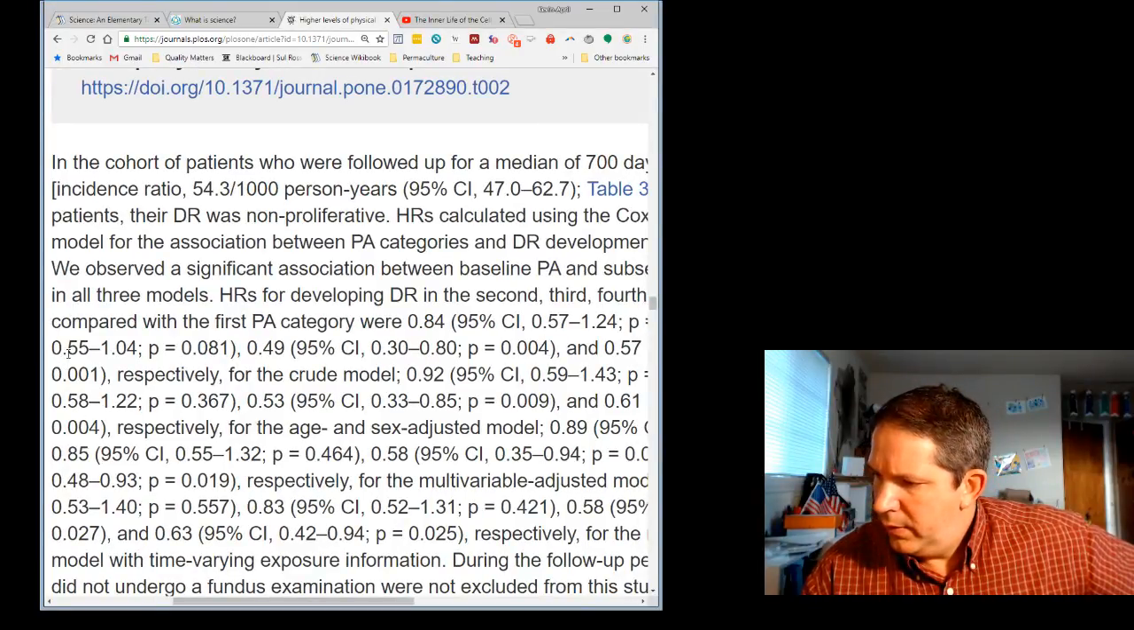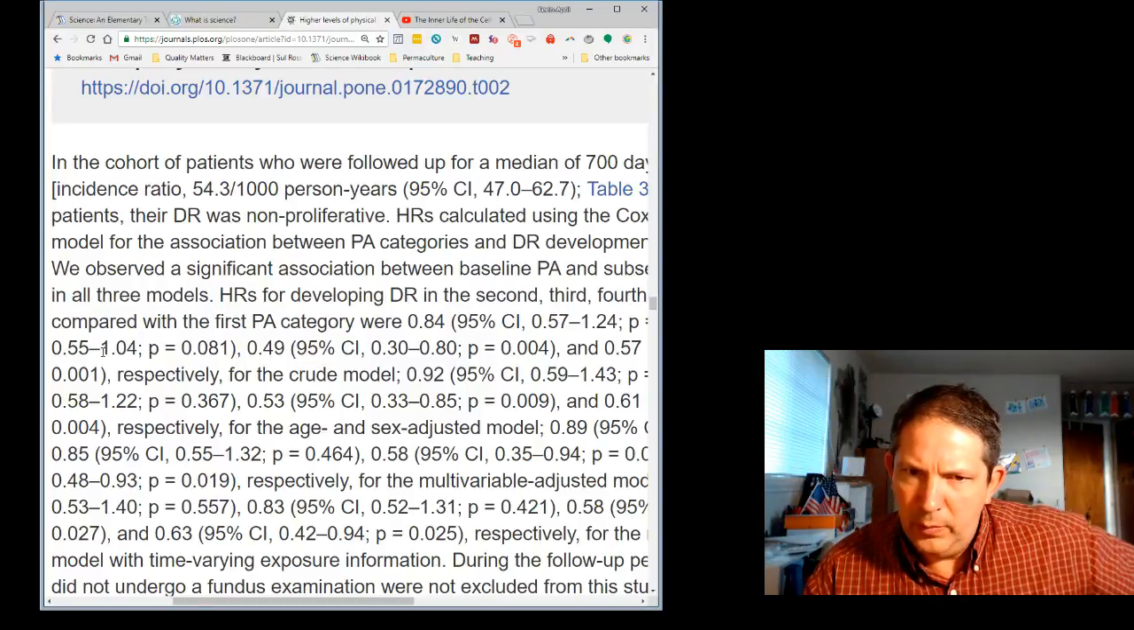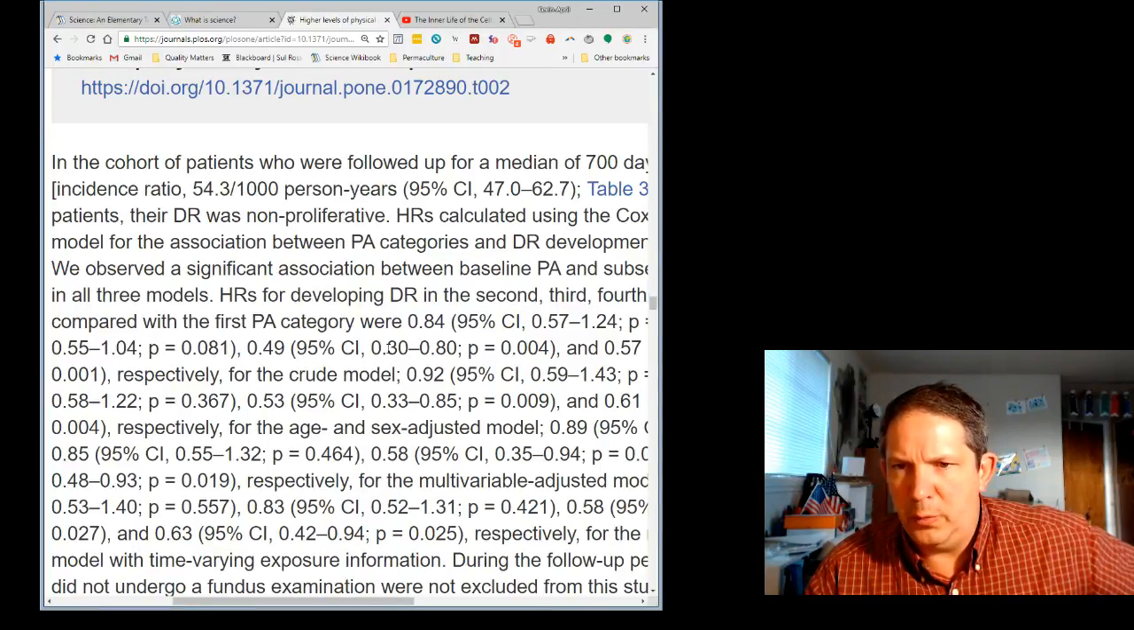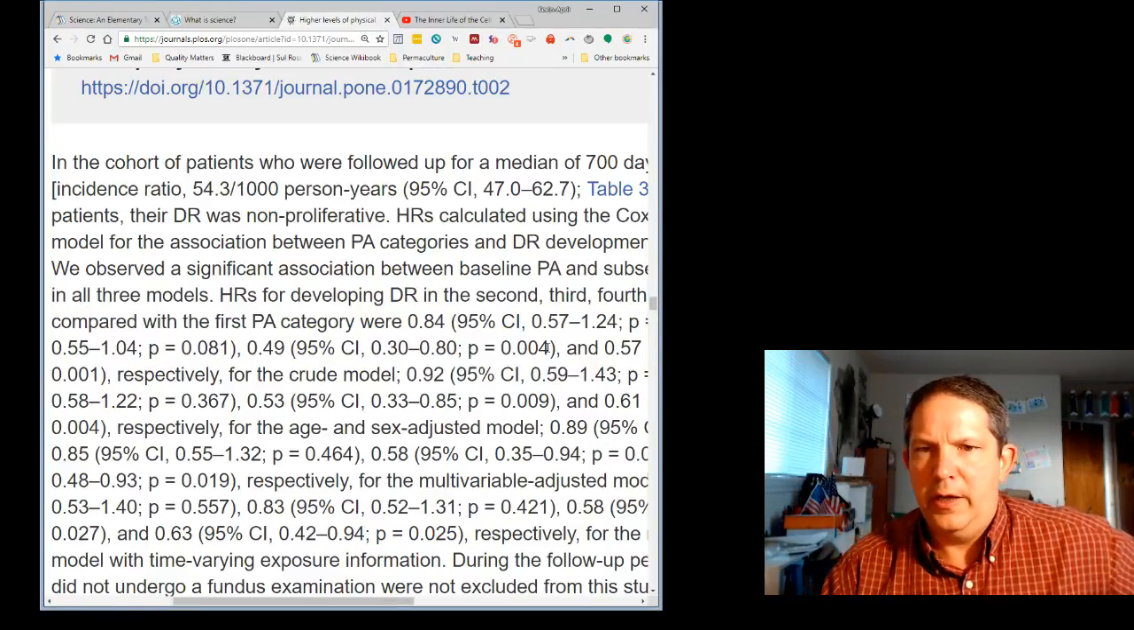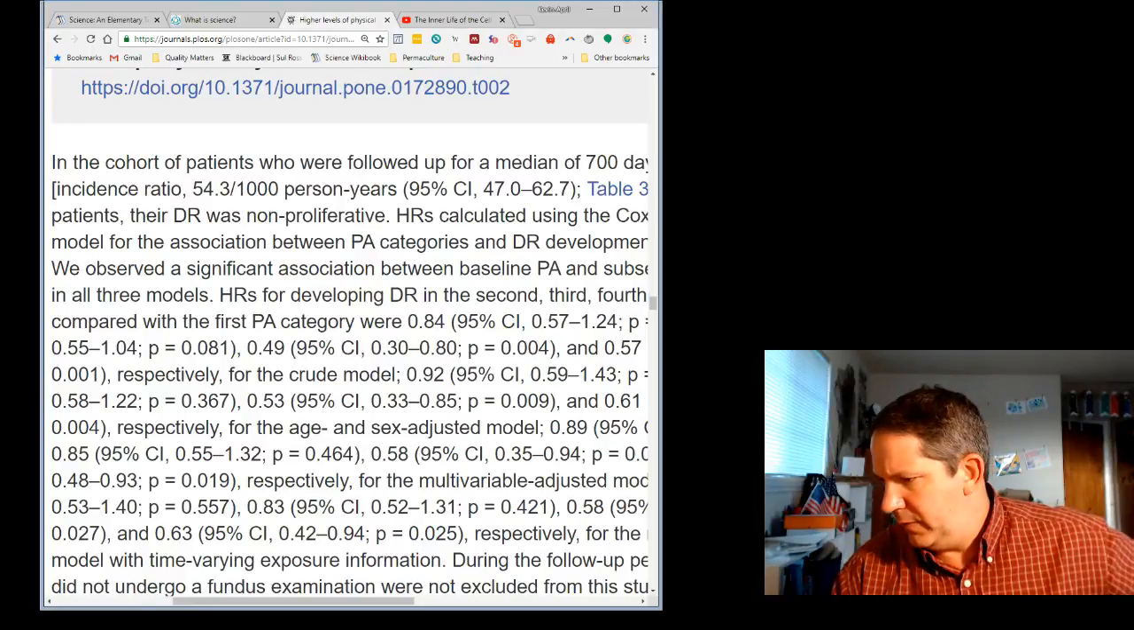0.55 to 1.04, p equals 0.081. And then 0.49, 95% confidence interval, 0.3 to 0.8, p equals 0.004, and so on. So just looking at those data for a second, I wanted to point out the p value.